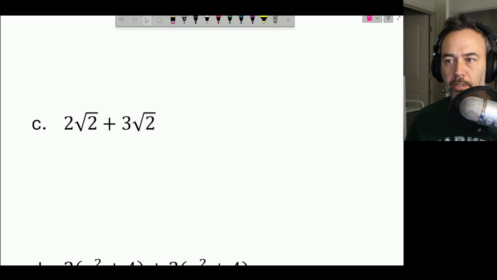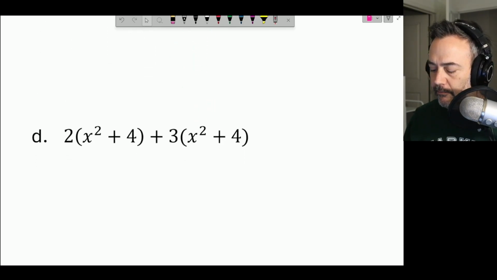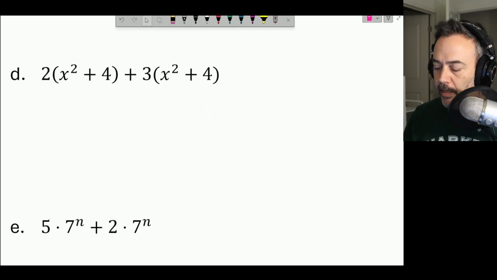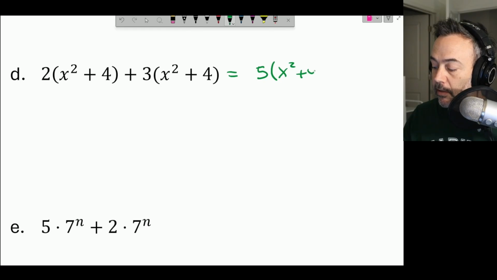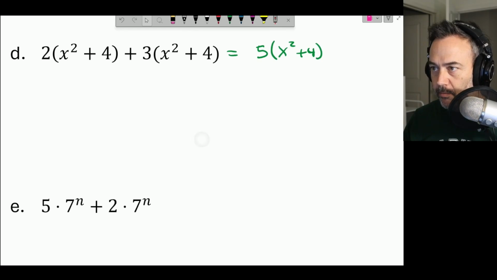And this is the one that always gets students. 2 root 2 plus 3 root 2. Well, that's just 2x plus 3x. x happens to be root 2. So it's 5 root 2. We're going to need that very soon in a future chapter. And the same thing is true when you're combining variable expressions. So this would be 5 times whatever comes after, as long as the stuff that comes after is the same, and it is. Yeah, you could distribute this and multiply out, but that's the main point I want to make here.